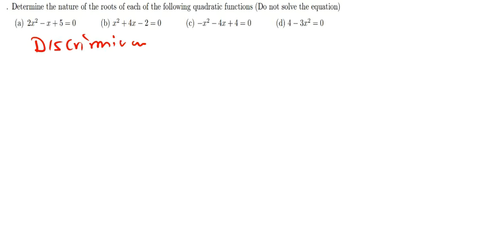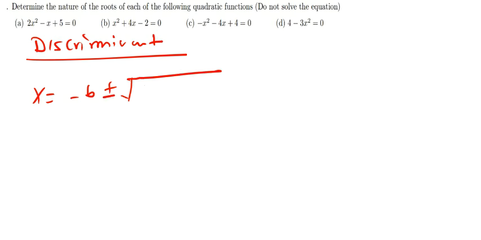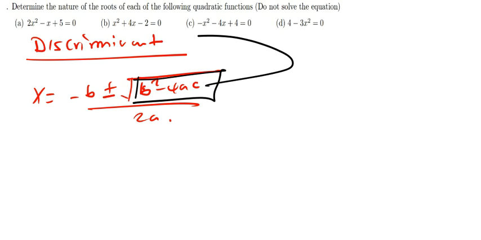Discriminant. So perhaps in grade 8, I don't know if it's grade 7 or grade 8 or grade 9, you came across this quadratic equation formula. Sometimes you don't understand when we say discriminant, but it comes from here. Now, what determines the roots is what is in the square root. What is in the square root is what we call the discriminant. So what is in the square root is b squared minus 4ac.